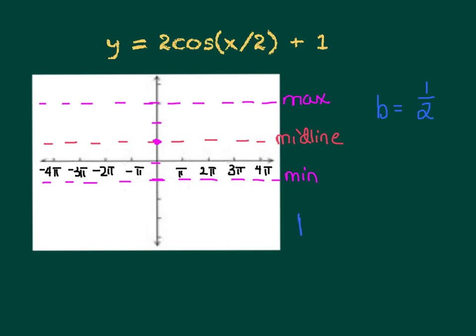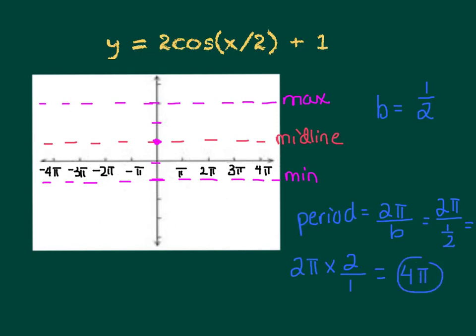So now I use my equation that period equals 2 pi divided by b. Well, in that case, that's 2 pi divided by 1/2. But you guys know that dividing by a fraction, such as 1/2, is the same thing as taking the numerator and multiplying by the reciprocal of that denominator. The reciprocal of 1 over 2 is just 2 over 1. And now I multiply straight across the top, and I'm going to have that my period is 4 pi.